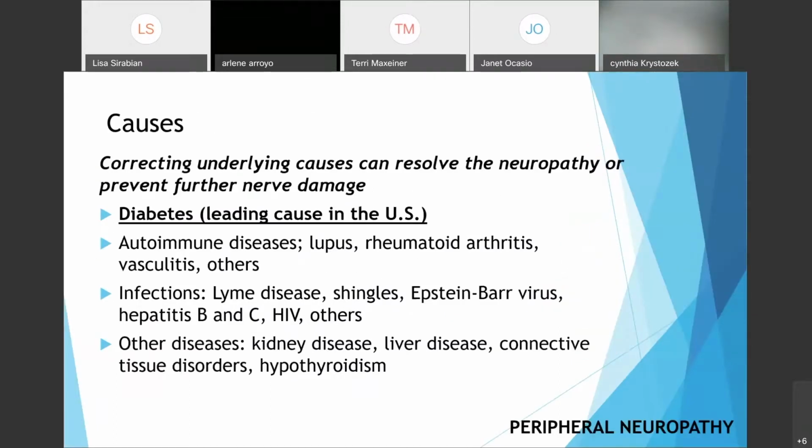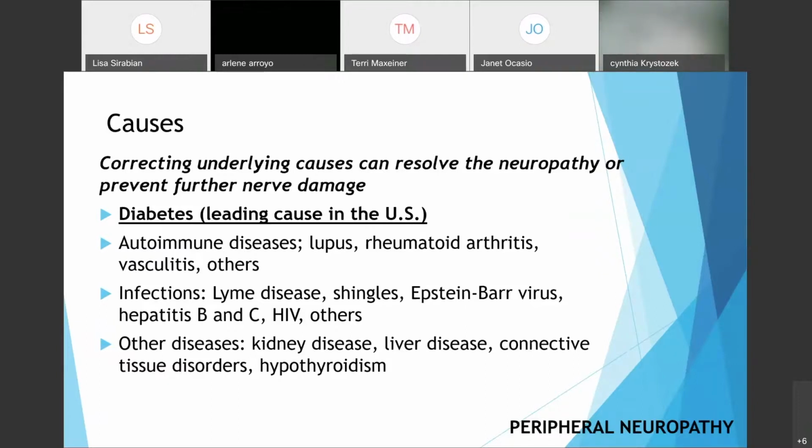Causes, there are two slides on causes. There are a lot of contributing factors to this. It says at the top, correcting the underlying cause can resolve the neuropathy. Obviously, that would be if we're catching that very early to resolve the neuropathy, or we can prevent further nerve damage, which is good. That gives us hope that the better job we do at managing the underlying causes, the more help we can give with the neuropathy itself.